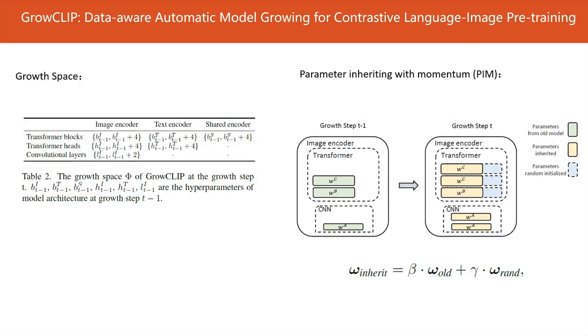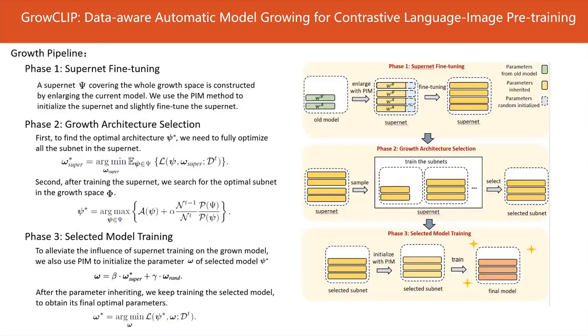To utilize the architecture at the previous step more efficiently, the parameters of the new architecture are also inherited from the old one with momentum to maintain the previous knowledge and address the local minimum dilemma. The growth pipeline at growth step T includes 3 sequential phases. At phase 1, we use the PIM method to initialize the supernet and slightly fine-tune the supernet to mitigate the performance gap among subnets. At phase 2, first, we fully optimize all the subnets in the supernet as one-shot NAS methods do to find the optimal architecture.